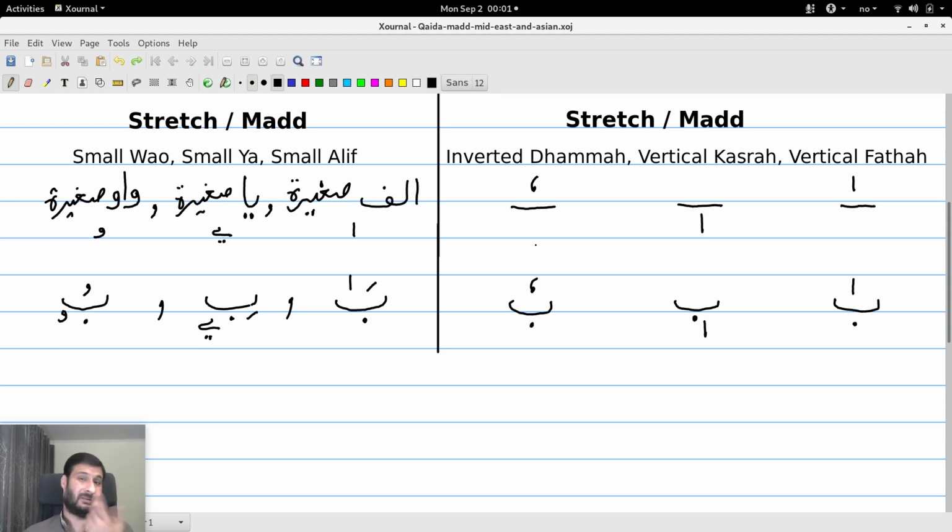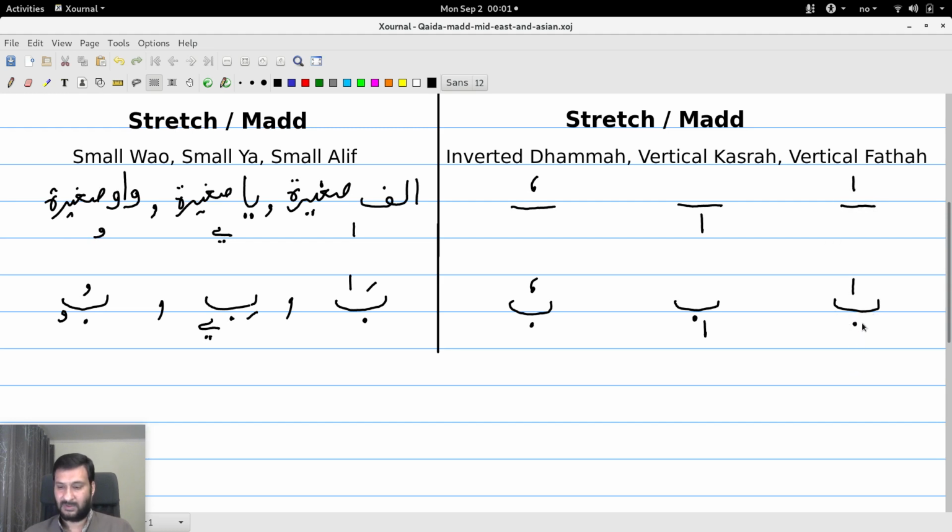And what do we do with the Dhammah? How do we stretch it? We can't use this one. So they came up with the idea that if we invert the Dhammah, so normally Dhammah is like this, right? They thought, okay, let's invert it and make it a bit stretched also. That would be called inverted Dhammah, and we would know that we have to stretch it. So that's the Asian way. Let me give this example here.